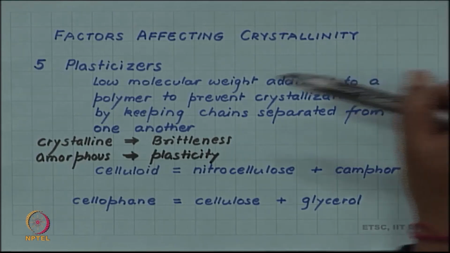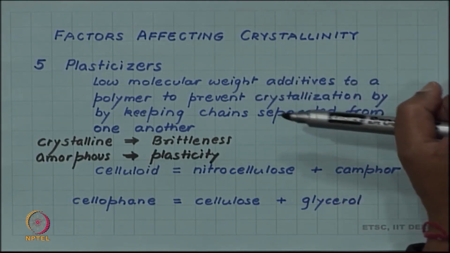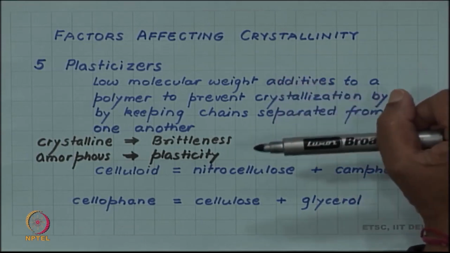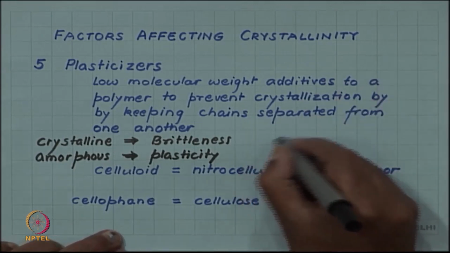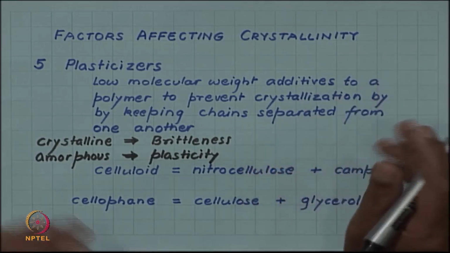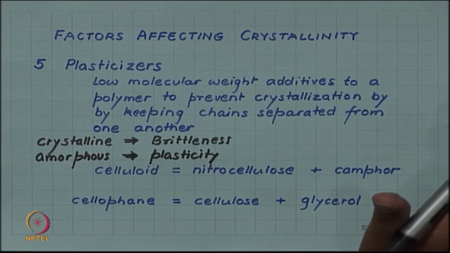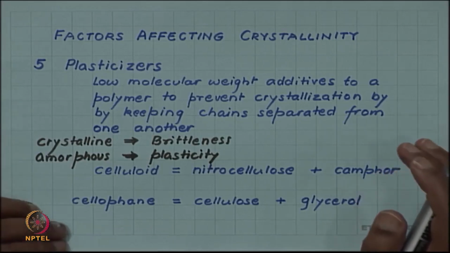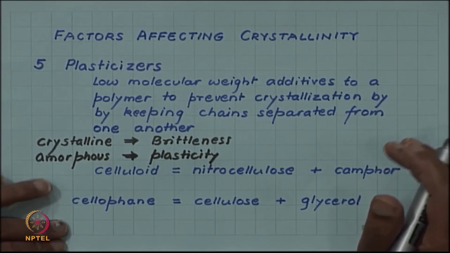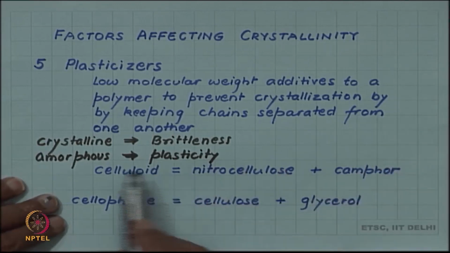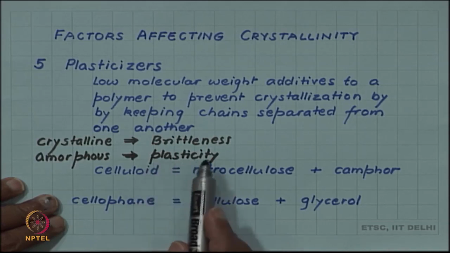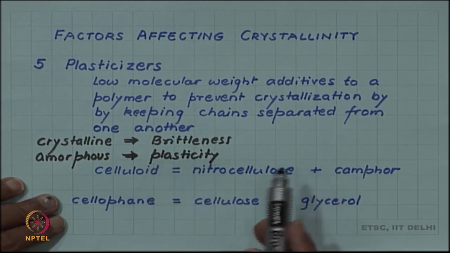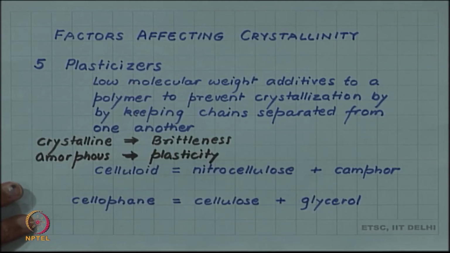So, these low molecular weight additives are called plasticizers because they come in between the chains and prevent them from coming together. Therefore, a crystalline periodic packing of these chains is not possible, and by promoting amorphousness they make the polymer more plastic. So, that is why they are called plasticizers.